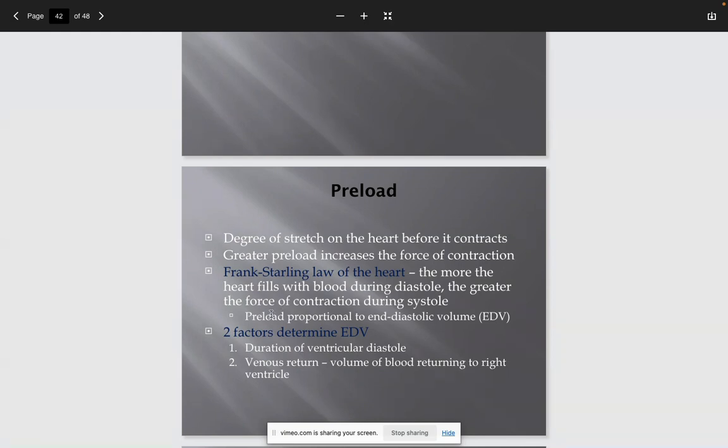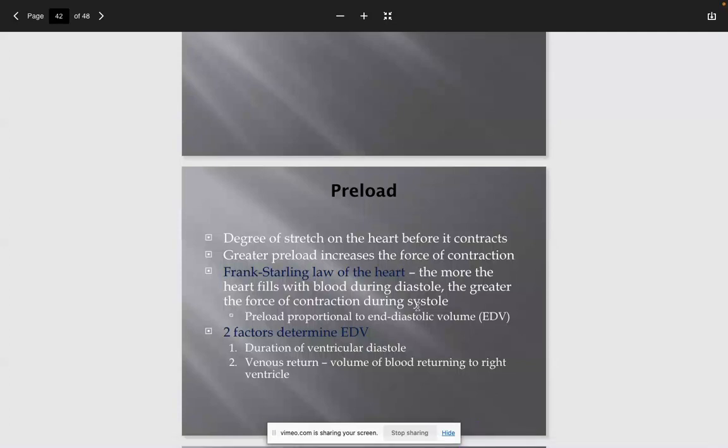So, it's important to know here preload is proportional to the end diastolic volume. The more the heart fills with blood during diastole, the greater the force of contraction during systole. It makes sense that the heart can pump more if it has more in the ventricle. If there's more in the left ventricle, then the heart will be able to pump more. If there's not as much end diastolic volume, the heart can't pump as much. Kind of makes sense. So two factors determine the end diastolic volume: the duration of ventricular diastole.